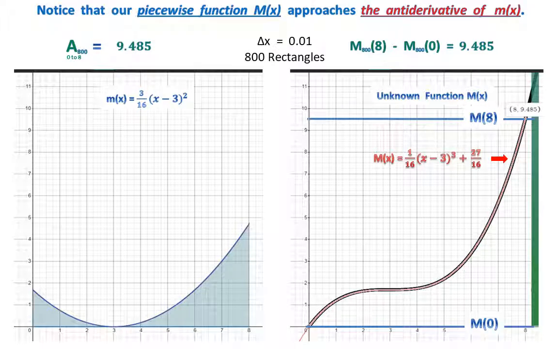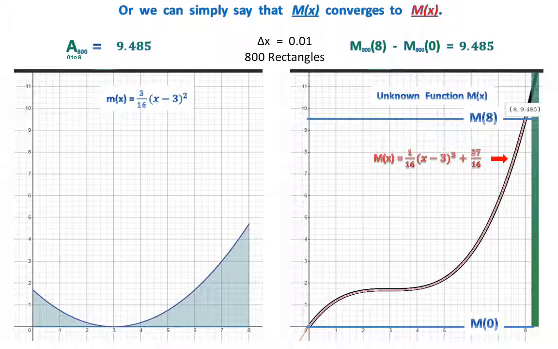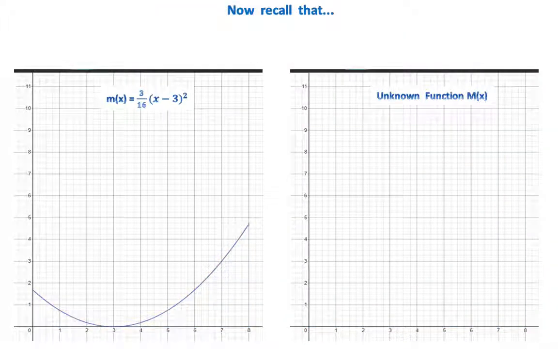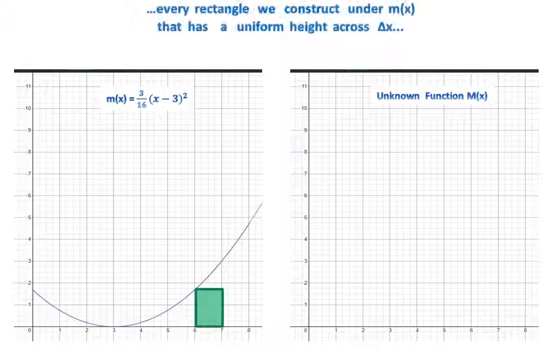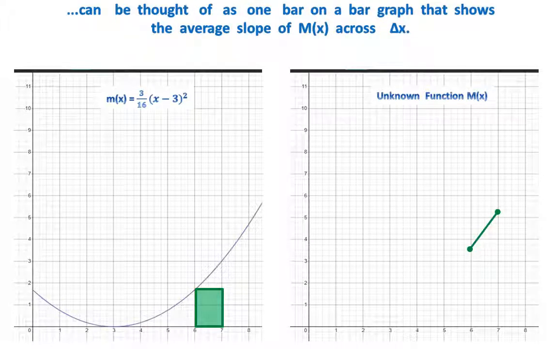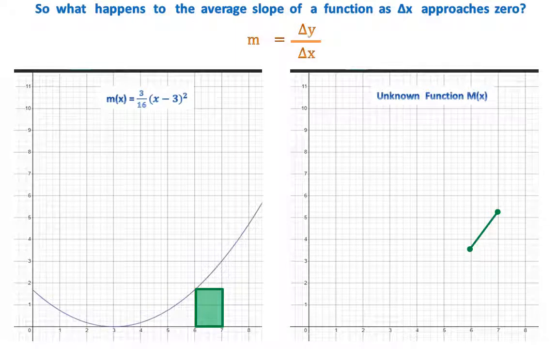Notice that our piecewise function capital M of x approaches the antiderivative of little m of x. Or we can simply say that capital M of x converges to the antiderivative of little m of x. Now recall that every rectangle we construct under little m of x that has a uniform height across delta x can be thought of as one bar on a bar graph that shows the average slope of m of x across delta x. So what happens to the average slope of a function as delta x approaches 0?